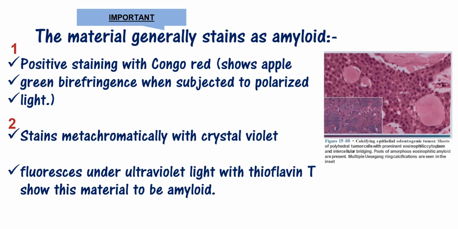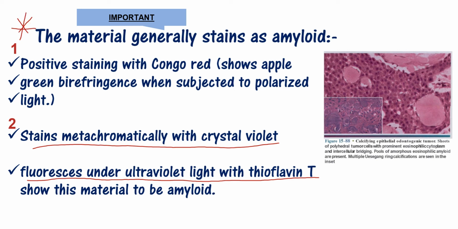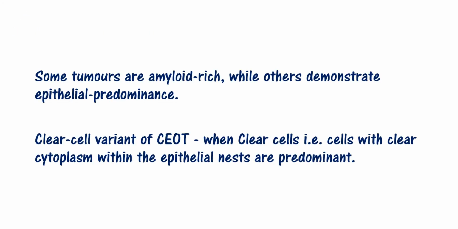The second thing is it stains metachromatically with crystal violet. This is also a feature of amyloid. And the third thing is it fluoresces under UV light when stained with thioflavin T. So remember these three things. These are asked in Viva. Some tumors are amyloid rich. They will show too much of amyloid material, while the others will demonstrate epithelial predominance. So you can see variation.